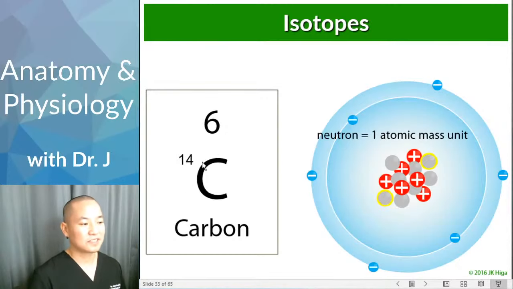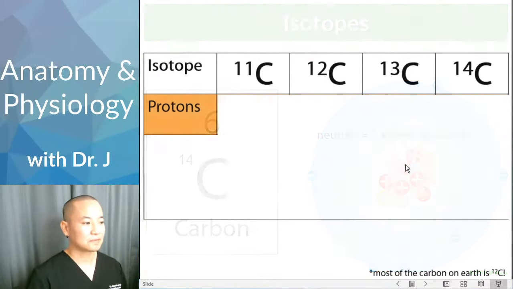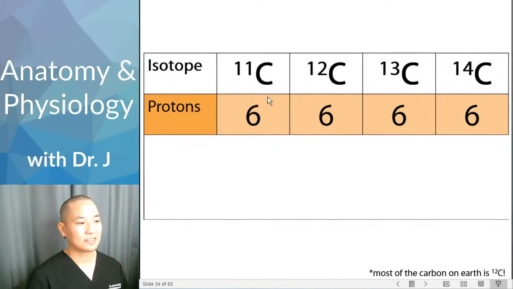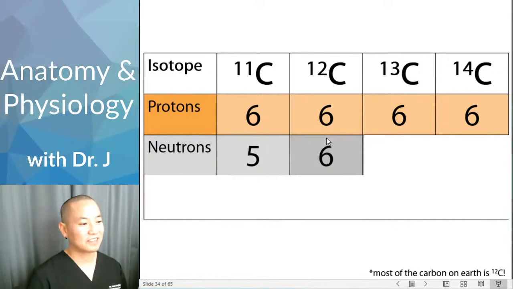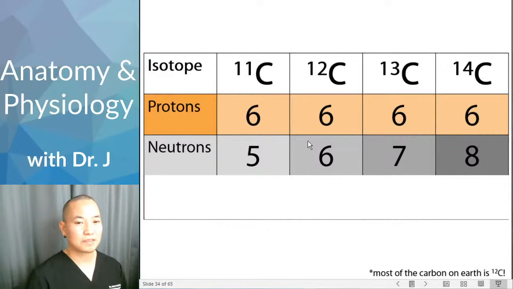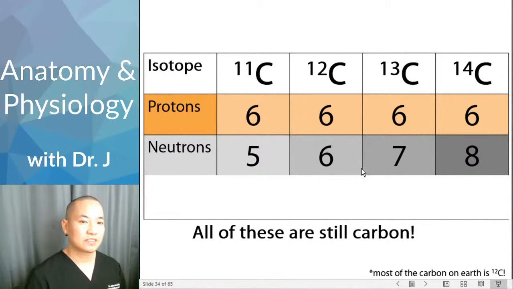If you see this little number in the upper left corner of an atomic symbol, that's the mass number. So in carbon 11, 12, 13, 14, it's carbon, with the same amount of protons, but it got heavier: 5, 6, 7, 8 neutrons. You can change the number of neutrons, but you're not changing the element itself, just the overall weight of that atom. So all of these are still carbon, but they're what we call different isotopes. They're not the same as each other because they have a different number of neutrons.